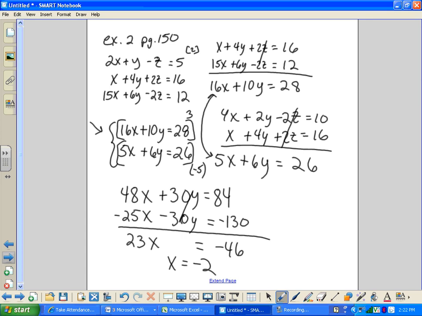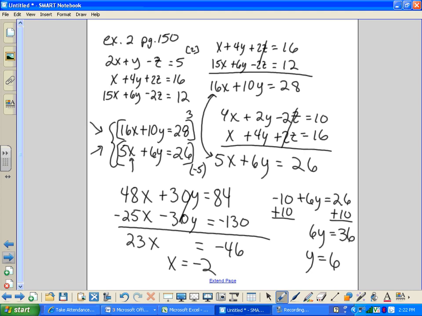So I'm going to take the negative 2 and go back to the 2 by 2, not the 3 by 3, but this 2 by 2 right there and substitute the x in. I'm going to choose this bottom equation because it looks a little bit smaller there. So when I substitute negative 2, that's going to give me negative 10 plus 6y equals 26. Now I can solve that for y. So I'm going to get 6y equals 36, so y is 6. So now I've solved the 2 by 2.